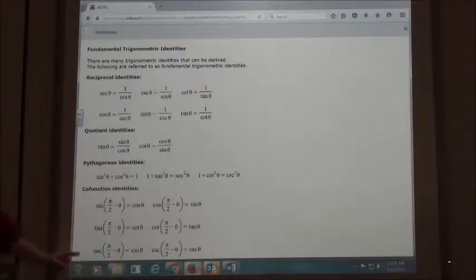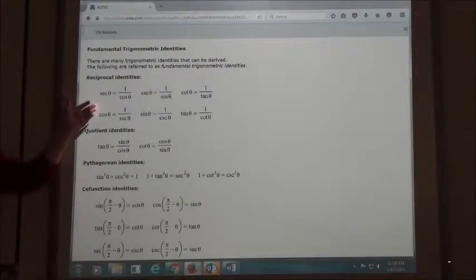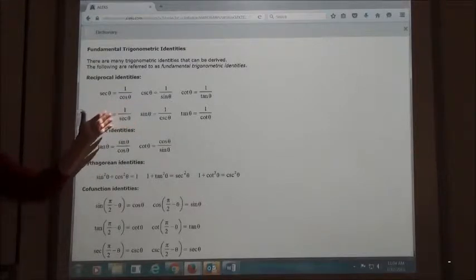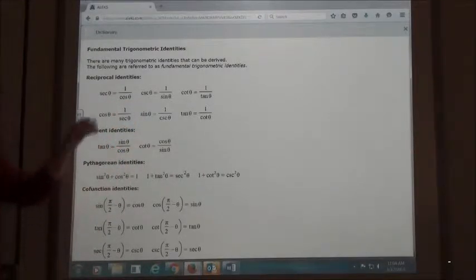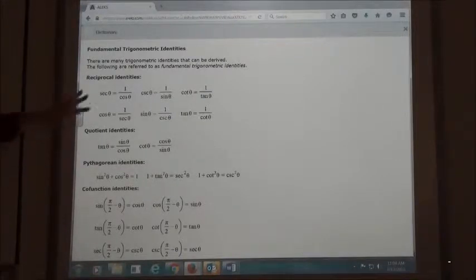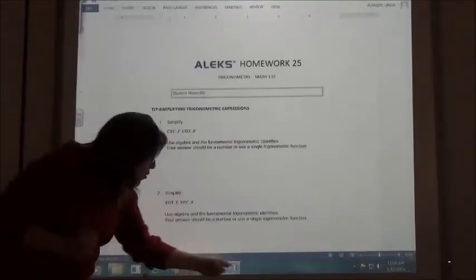Later on, we'll be getting into some of these other ones, but for now, we're just going to use these first reciprocal identities and sometimes the quotient identity. A lot of times when you're simplifying, if you can get it in terms of sine or cosine, those are the two main ones, because then tangent and cotangent can also be put in those forms, and it's going to make it easier to simplify your expression. So I'm going to go back over here to homework 25.